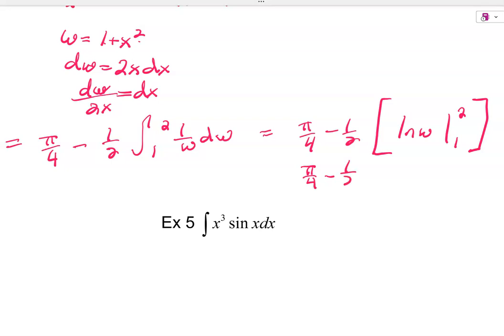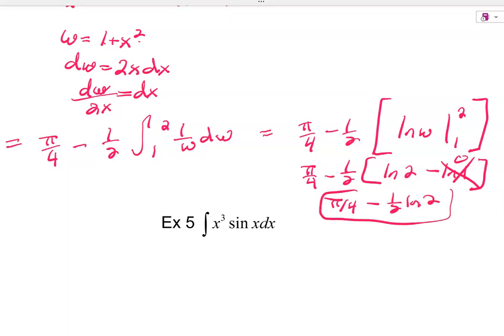So wow, this is a real nice challenge problem, guys. Natural log of 1 is just a 0, so that's going to go away. Final answer, pi over 4 minus 1/2 ln of 2. Look at that.